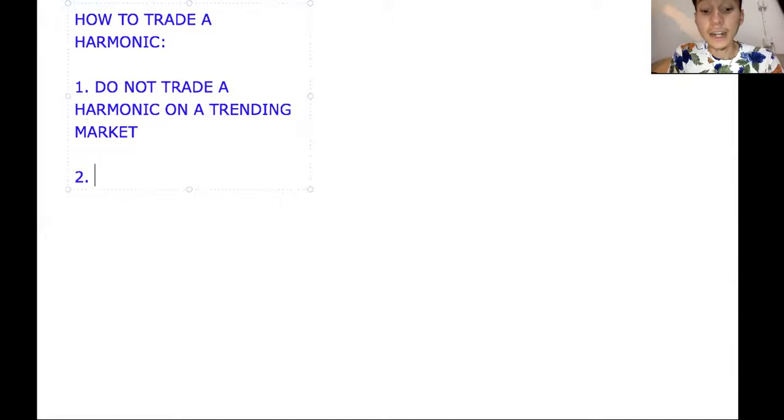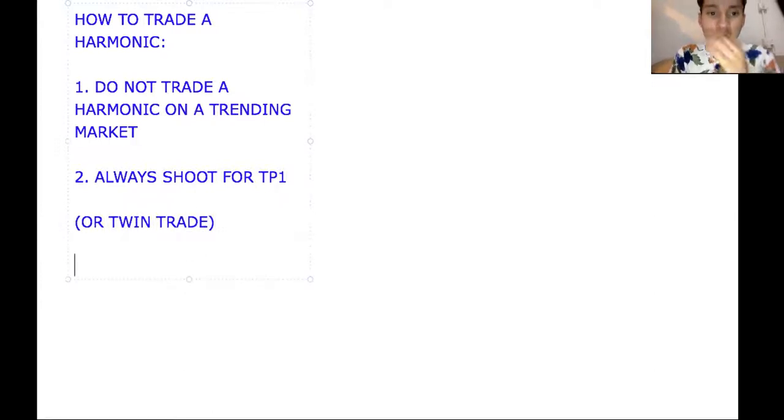Like I said, the second thing I do is I usually always shoot for TP1, or twin trade, right? Other than that, is there really anything I do other than harmonics? No, other than that, what I'll look for is just a confirmation checklist. If you've gone through the confirmation checklist on the academy, I would use that. That's all I would pretty much use. If I'm going to trade a harmonic, that's what I would look for.